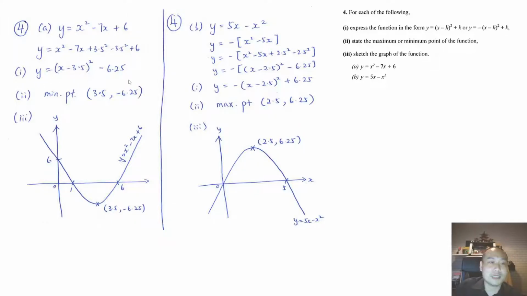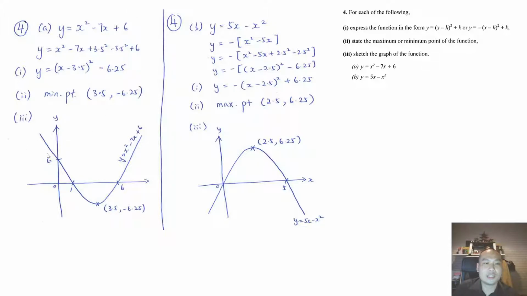So we did part 1. Of course from here, let's identify the minimum point. The minimum y is going to be negative 6.25, which is just our k value. And then our h value is actually 3.5. So here we go, we got our minimum point. And of course from the original function, we know that the y-intercept is 6.